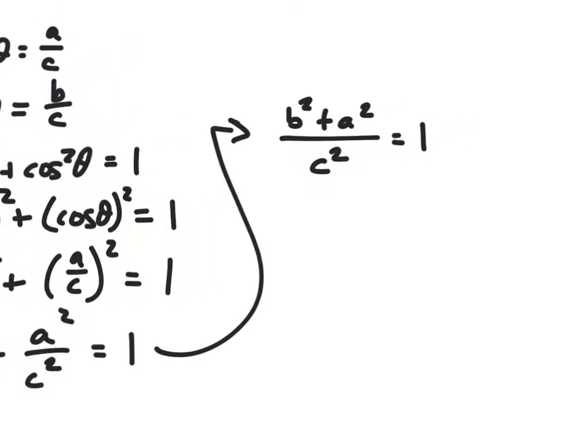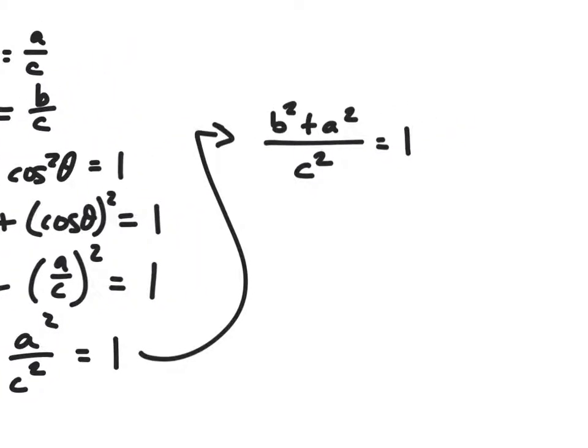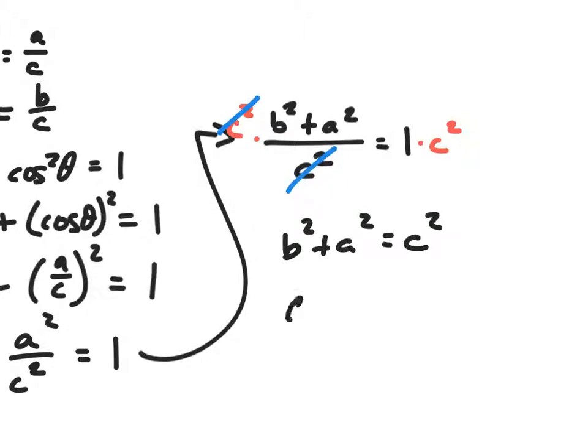Now, if I wanted to get c squared out of my denominator, what I could do is multiply both sides by c squared, and oh man, look what happens. The c squareds divide out, and look what I have. I've got b squared plus a squared equals c squared. Wait a minute. I could just switch these two, and I could write a squared plus b squared equals c squared, and boom! That's the Pythagorean theorem.